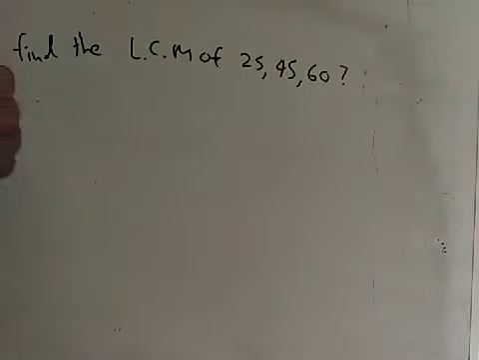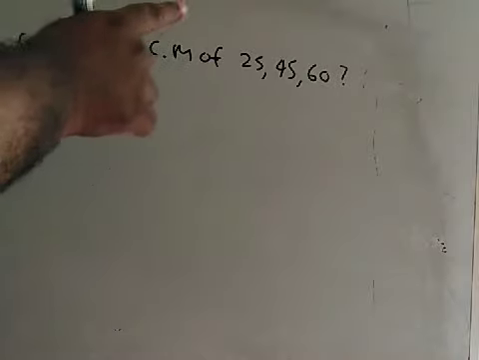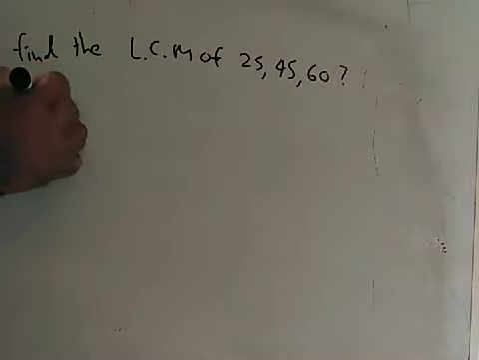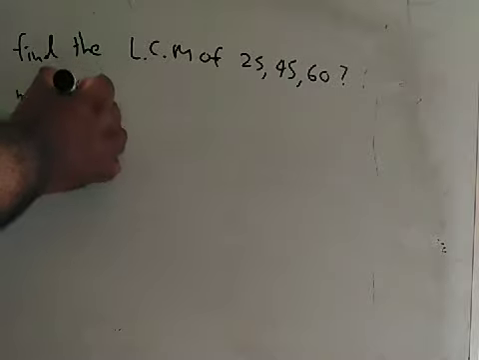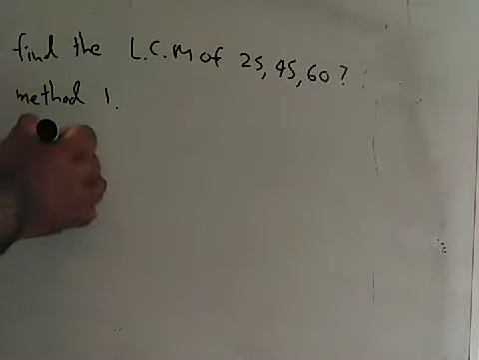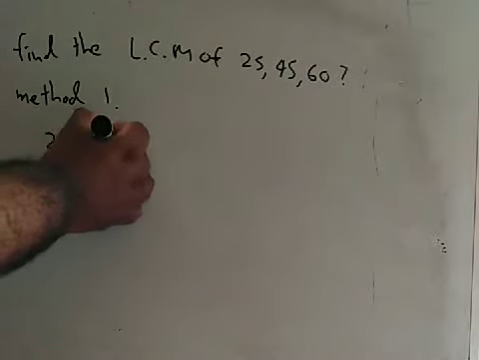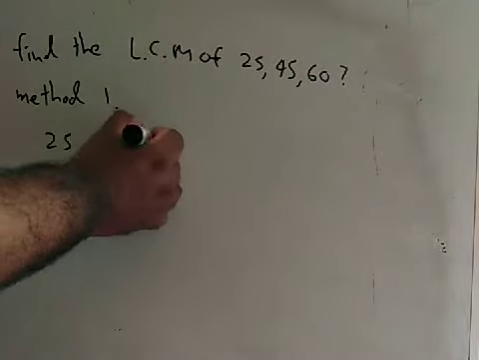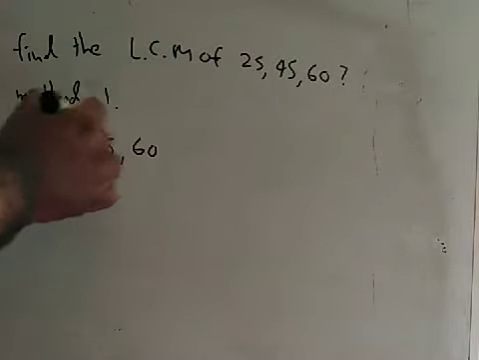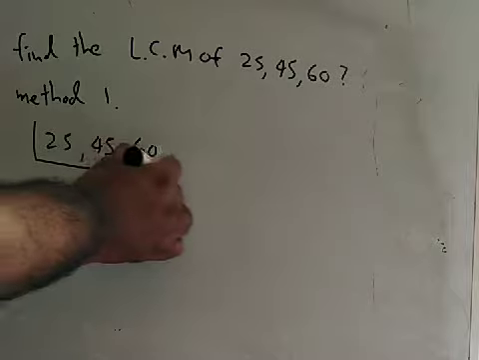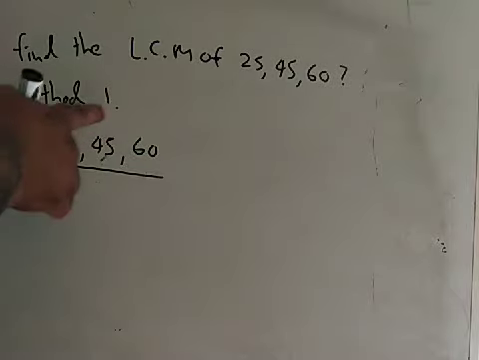Do this. Then I told you there are 3 methods. Method 1 is 25, 45 and 60. The first method. Then together, let's divide by 2, 3 or 5.